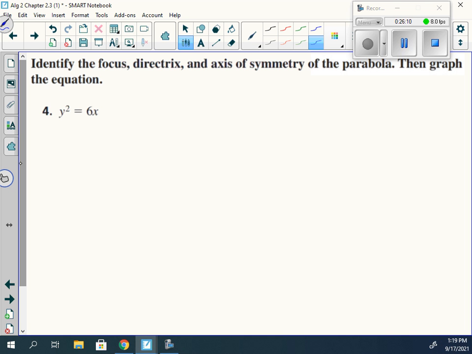All right, so this last one here is going to match up with our x is equal to 1/4p y squared. Well, I know it's that one because we have a y squared. Now, do we need to manipulate our original equation a little bit? Well, yes, because the x is not by itself.